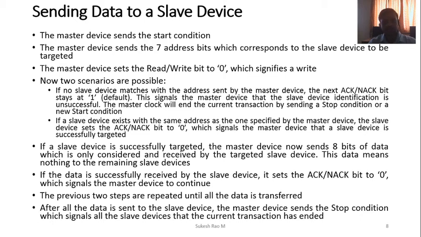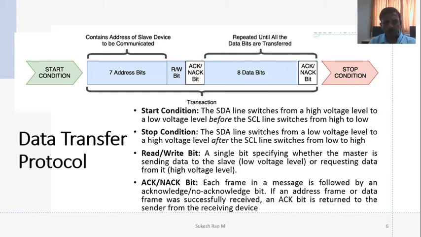Once it is done, the master device sets the read/write bit to 0. Since this is the first time, it is a write operation, which signifies that I am going to write. We are sending the data to the slave, so it is a write operation. Since it is write, this bit should be 0. In this protocol, this RW bit should be 0. So that's the meaning.